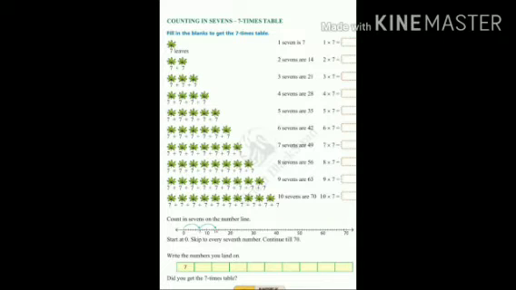So all of you say with me. 1 7 is 7. 2 7s are 14. 3 7s are 21. 4 7s are 28. 5 7s are 35. 6 7s are 42. 7 7s are 49. 8 7s are 56. 9 7s are 63. And 10 7s are 70. This way you have to study the multiplication table of 7.